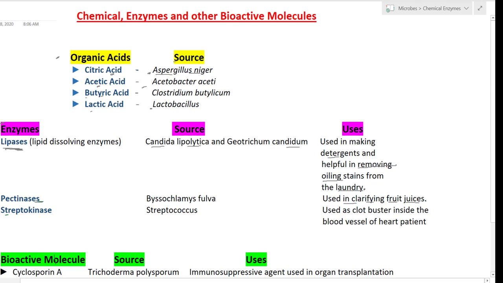Next we come to streptokinase, a quite important enzyme. We obtain it from Streptococcus. It's a bacteria, and it is used as a clot buster. It is used as a clot buster inside the blood vessels of heart patients. Sometimes in heart patients a clot is formed, and this clot can be removed with the help of this enzyme streptokinase. Quite important, streptokinase. And this is the bacteria Streptococcus from which we can obtain this enzyme.